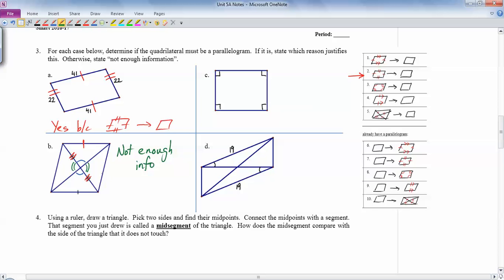Because what we currently have is everything we can determine, but it doesn't match any of these ways of getting a parallelogram. Okay, part C. So in C, everything's 90. This is actually a rectangle when all the angles are the same. And if you think about the ways to get parallelograms, the only thing we know are the angles. So this is the only one that deals exclusively with angles.